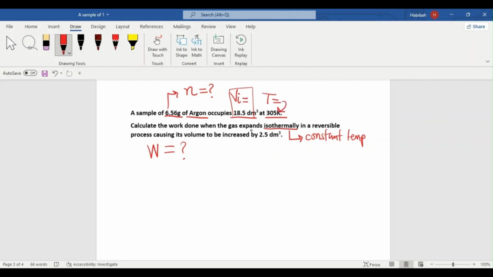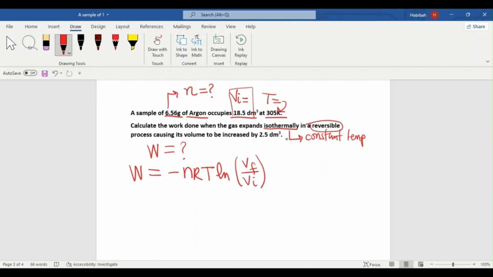So in a reversible process. Now, this is the key to this question, because it's possible for you to be asked to find the work done when a gas expands isothermally, either in a reversible process or against constant external pressure. But because we're asked in a reversible process, the formula we're going to use is specific to a reversible process. That's work done equals negative nRT ln V final divided by V initial.